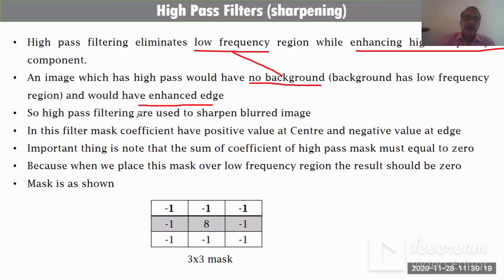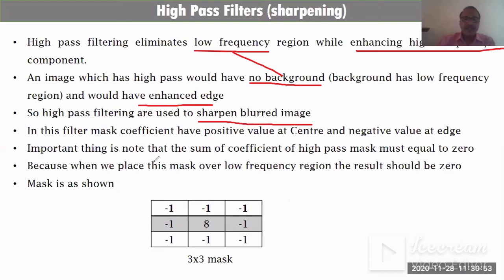High pass filtering is used to sharpen the blurred image. If the image is blurred, then we can use the sharpening filter. It can sharpen the image, and sharpening the image means we can easily concentrate on the specific object. In this filter, the mask coefficient has a positive value at the center and negative values at the edge. For this type of filter, high pass filtering, we can use a mask.